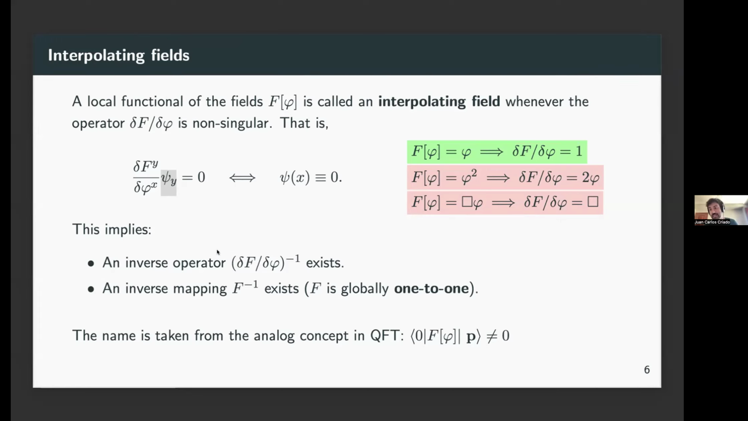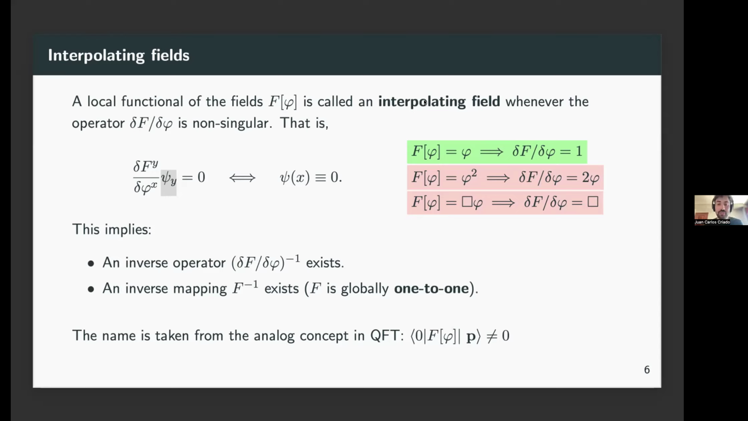And that means that locally an inverse to this mapping exists. And if it exists locally for all values of the field phi, then it exists globally. So this is just a local way of expressing that F is globally one-to-one.